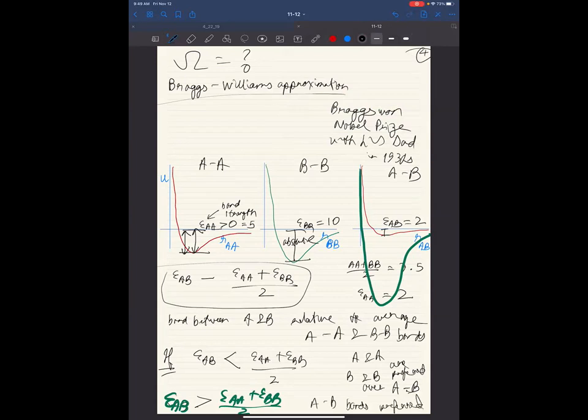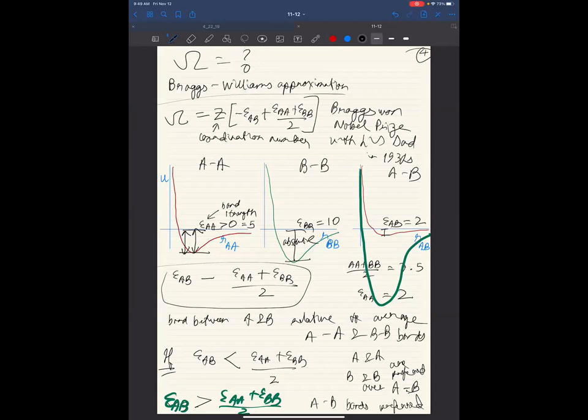With this preamble, I can tell you what omega is. So in the Bragg-Williams approximation, omega is given by minus epsilon AB plus (epsilon AA plus epsilon BB) by 2, multiplied by Z. This is the coordination number. This is how many atoms you like to hang in your vicinity. This is a property of the crystal structure. So different crystal structures will have different properties.